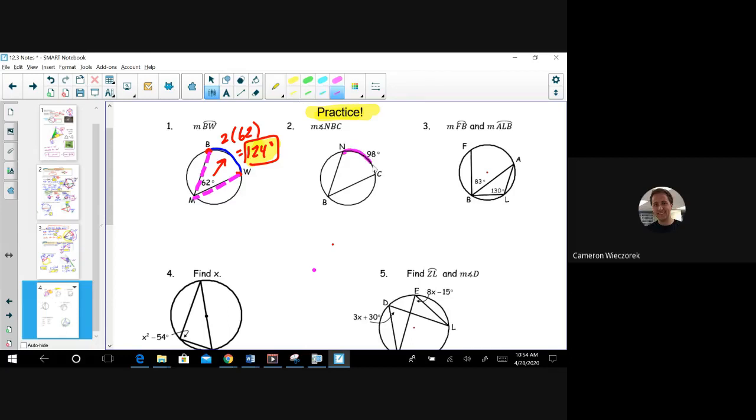I've got the arc measure, that's 98. Trace those back. They both trace back to B, which means this angle B has to be half of the arc that was intercepted. So this would be a 49-degree angle right here.